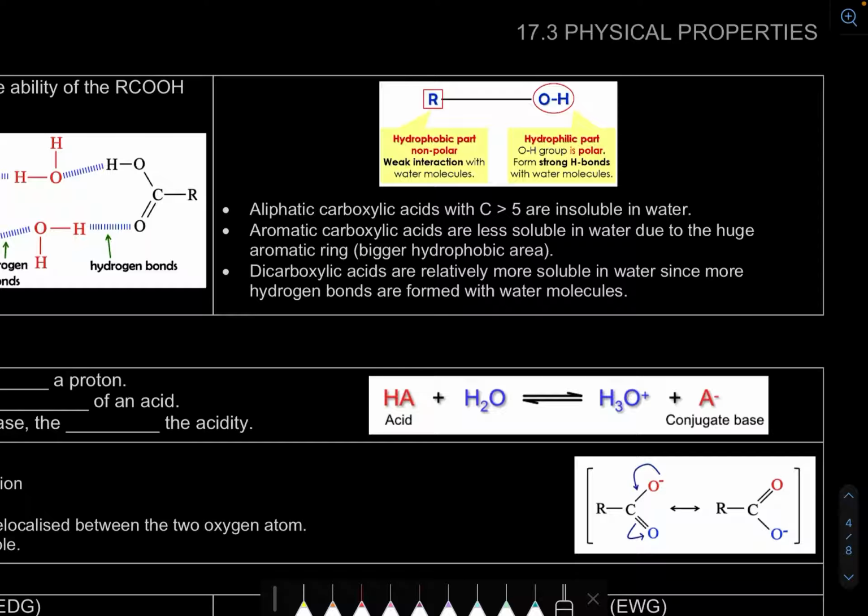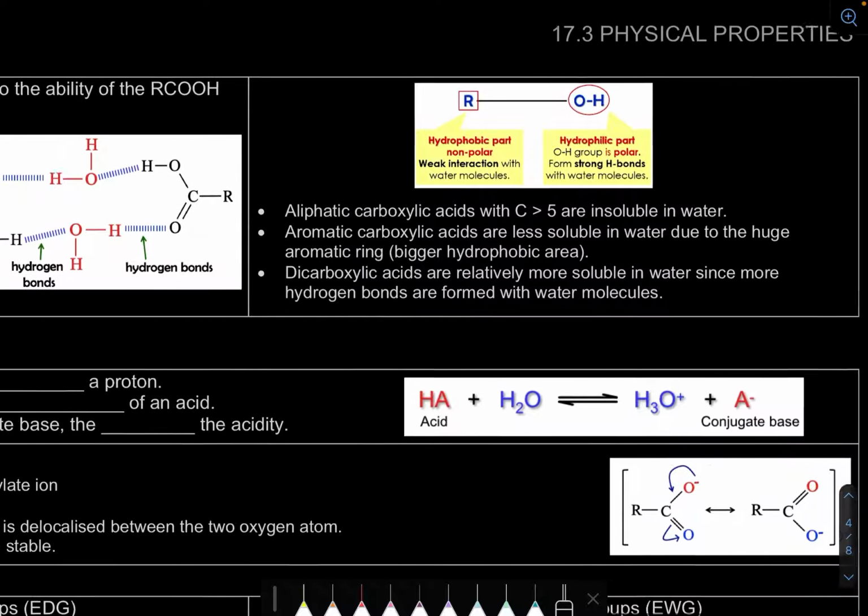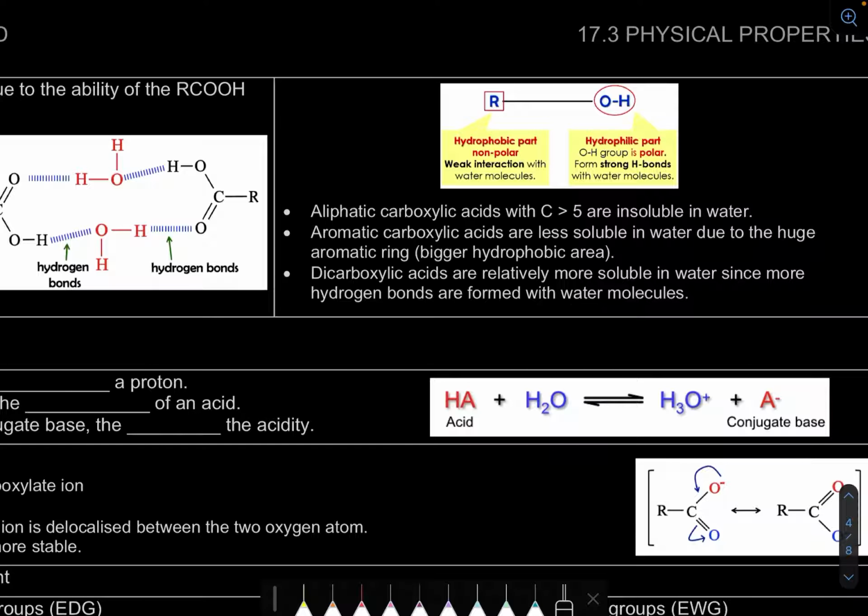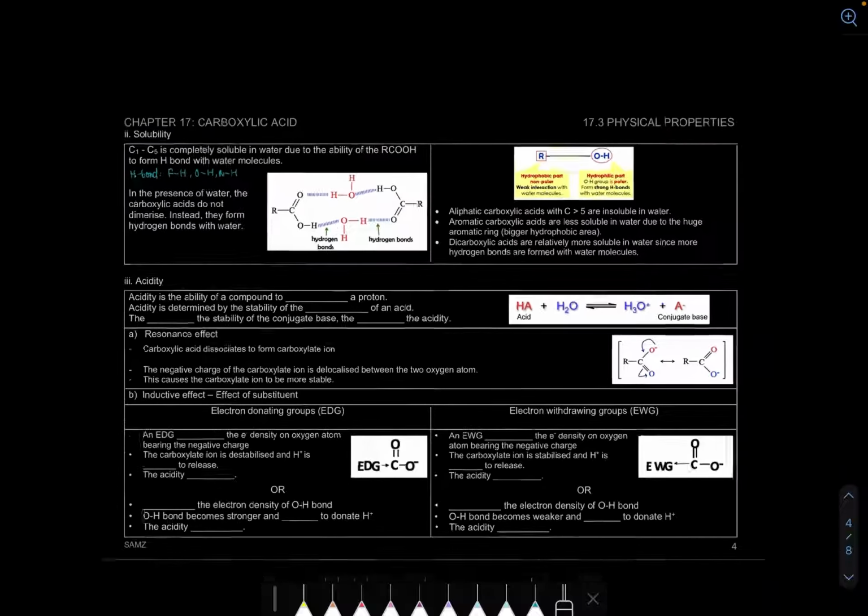So it is insoluble. But the dicarboxylic acids are relatively more soluble. Okay, why? Because when we have more COOH, it means we can form more hydrogen bonds. Hence, it is more soluble. Okay, so that's the last of solubility. Simple only.